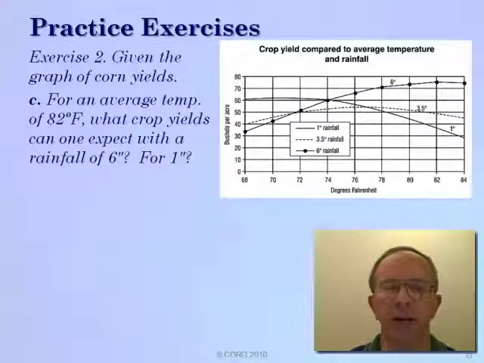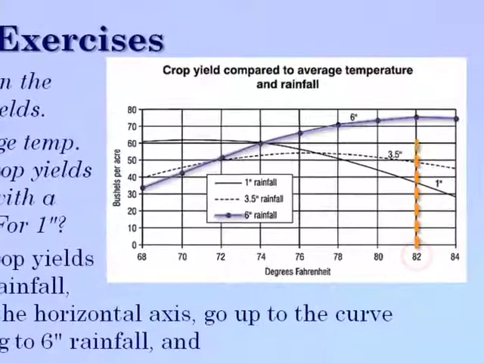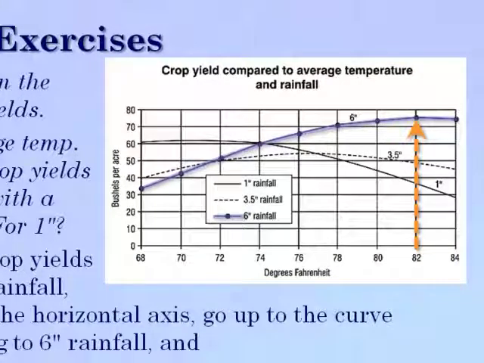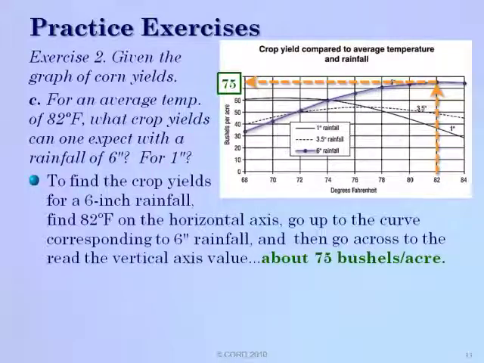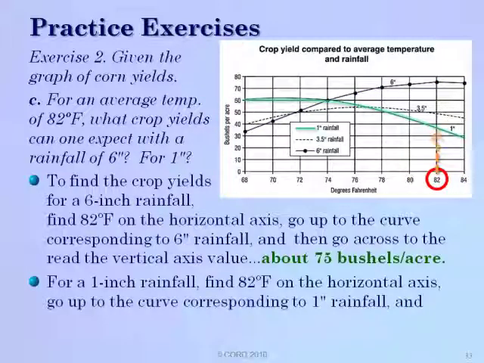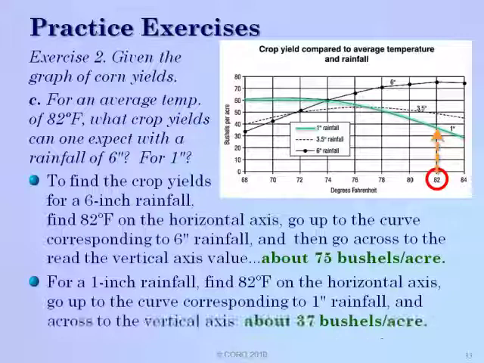Third part of exercise 2 says, alright, for an average temperature of 82 degrees, what crop yields can one expect with a rainfall of 6 inches, or for 1 inch? So let's first look at the 6 inches. You go up the curve, just like we've learned to do in this lesson, and then hit the data point, and then you'll go across to the left, to the y-axis, and you'll read about 75 bushels per acre when the rainfall is at 6 inches. Now, for a 1 inch rainfall, we'll find 82 degrees Fahrenheit on the horizontal axis when we go up, and over to 37 bushels per acre.